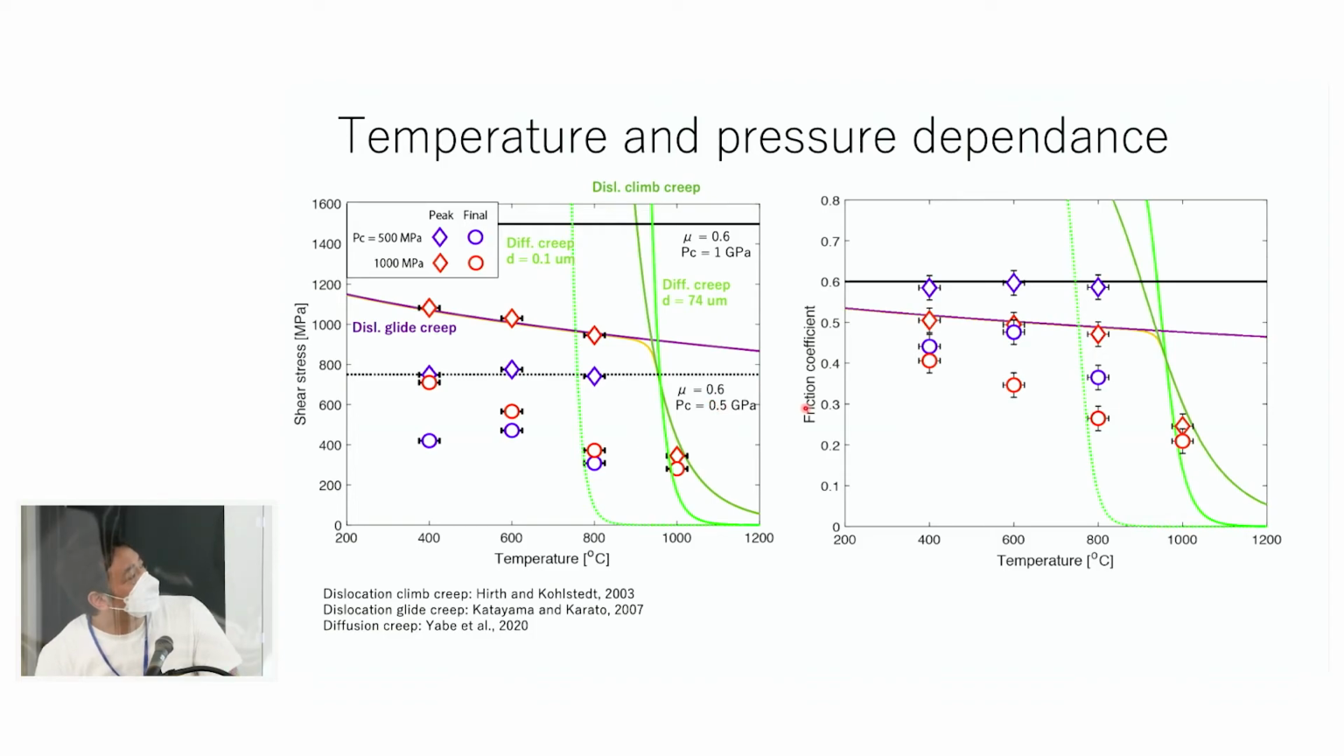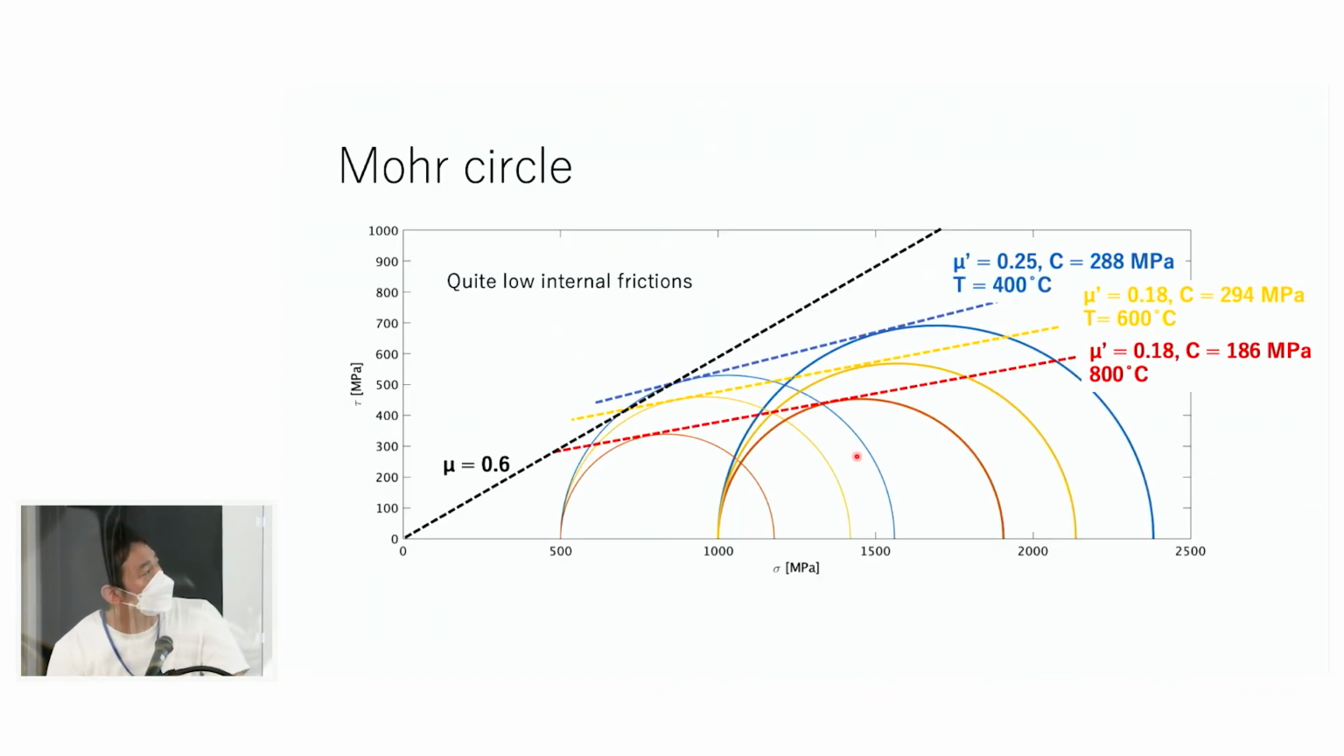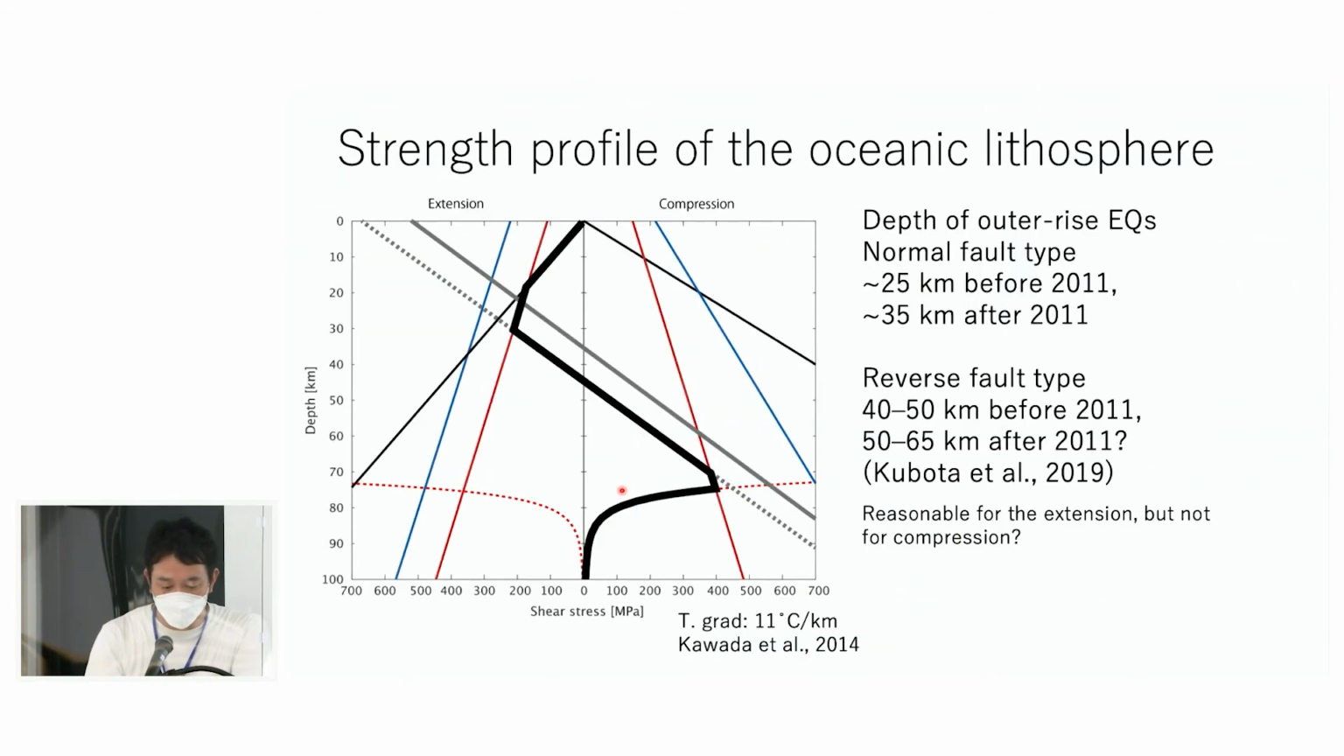If you plot the friction coefficient as a function of temperature, there's a similar trend. But anyway, the friction coefficient is very low, and at the moment we cannot explain it. We have a Mohr circle like this, but we don't have time, so I skip it. But the internal friction is also very low, out of the range of typical rock friction.